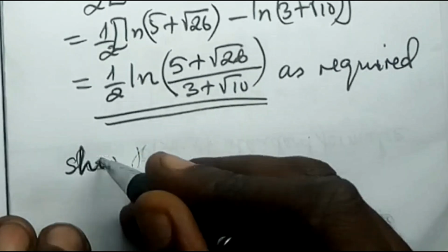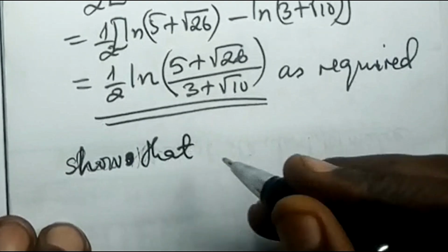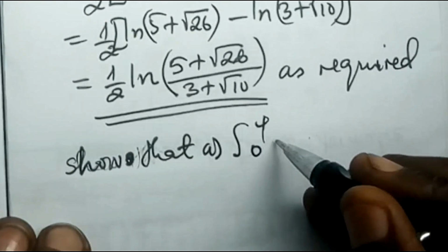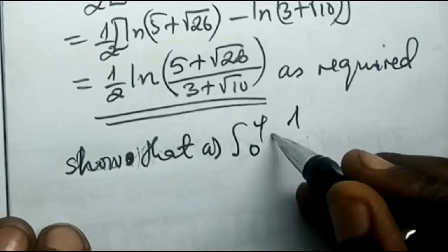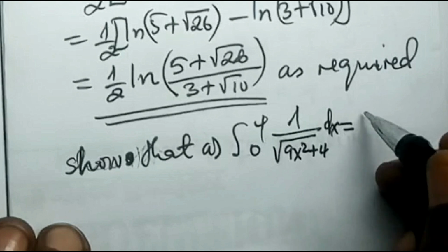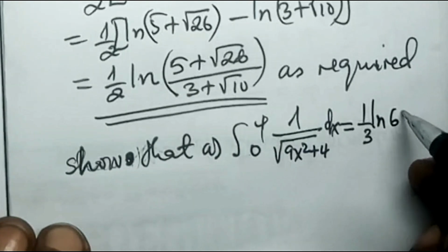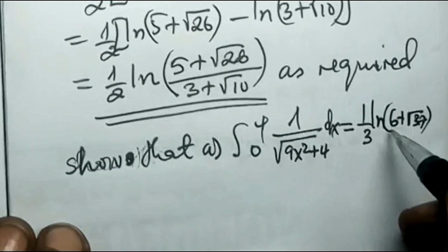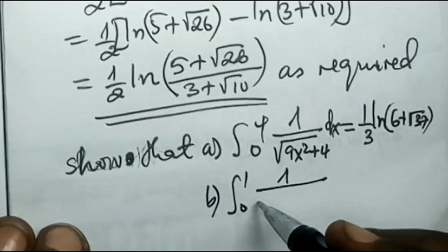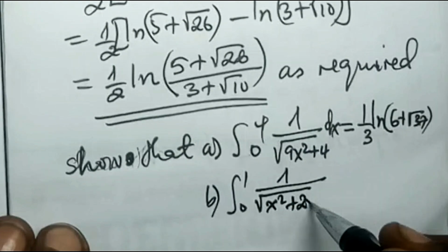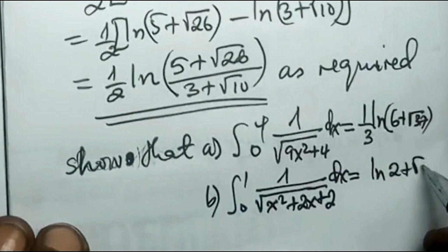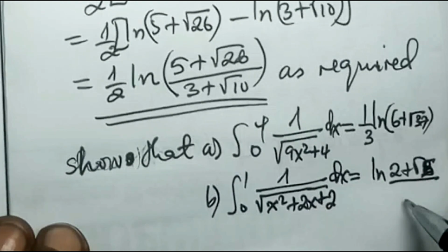Okay, you can now test your knowledge on these ones here. Show that: a, the integral from 0 to 4 of 1 all over the root of 9x squared plus 4 dx equals 1 all over 3 ln of 6 plus the root of 37. And b, the integral from 0 to 1 of 1 all over the root of x squared plus 2x plus 2 dx equals ln of 2 plus root 5 all over 1 plus root 2.